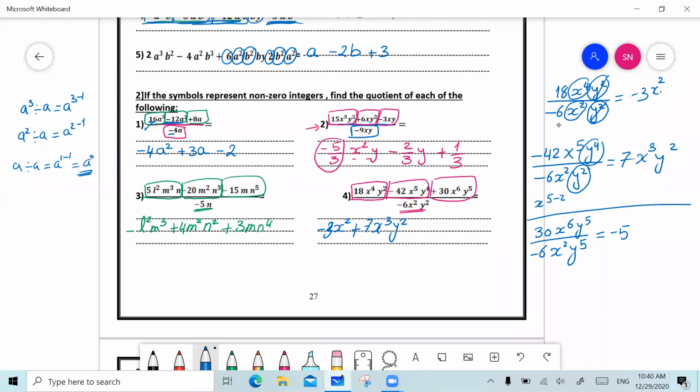X to the power of 6 divided by x to the power of 2, this is x to the power of 6 minus 2, which is equal to x to the power of 4. Y to the power of 5 divided by y to the power of 5, this is y to the power of 0, so they are cancelled together. So it's going to be y to the power of 5 minus 2, which is y to the power of 3. So I have here negative 5, x to the power of 4, y to the power of 3.